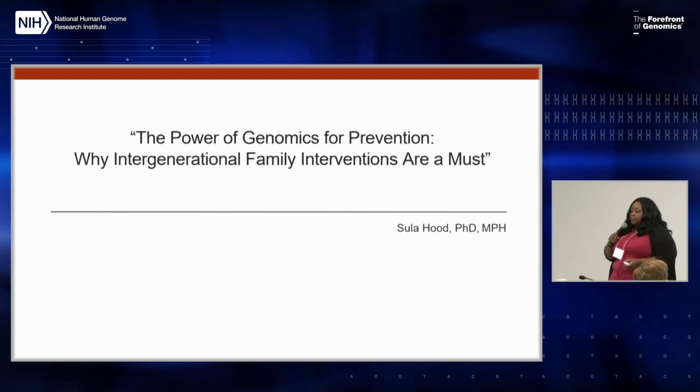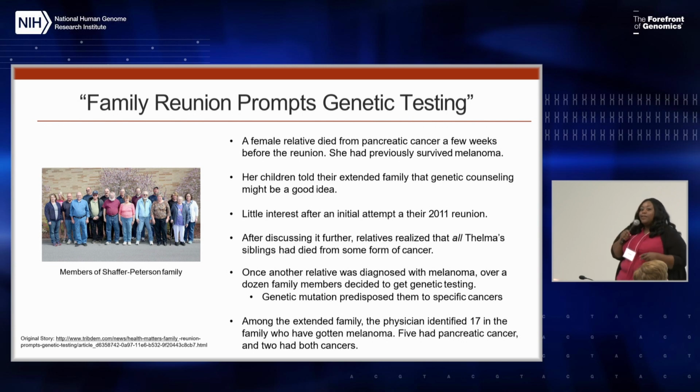So today I'll talk a little bit about the power of genomics for prevention and why intergenerational family interventions are a must. Okay, so I'll start off with a story as well, taken from a newspaper article about a family reunion that prompted genetic testing upon having communication between family members. A female relative, her name was Thelma, died from pancreatic cancer a few weeks before the family reunion, and she had previously survived melanoma.